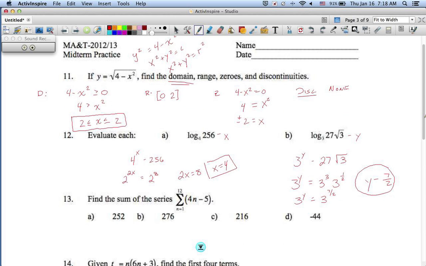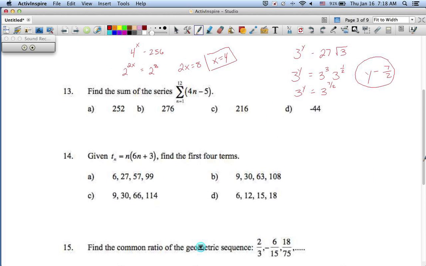Okay, I'm going to scroll down. A couple things disappeared. I'll bring them all back a little bit later.